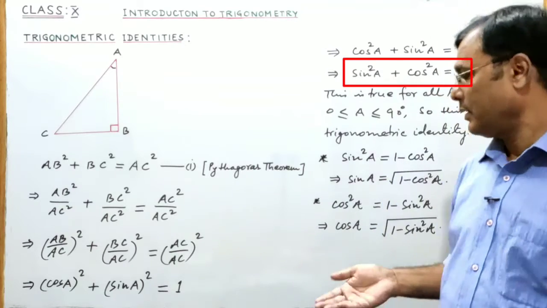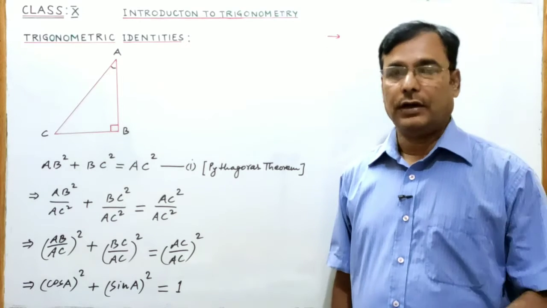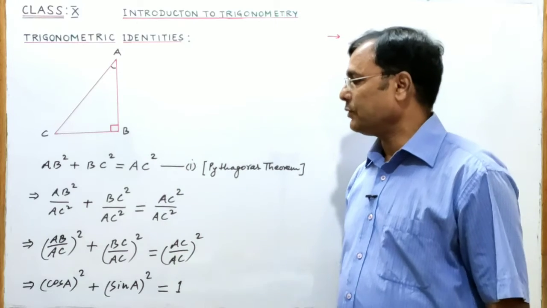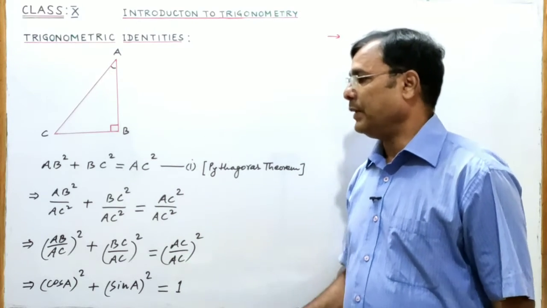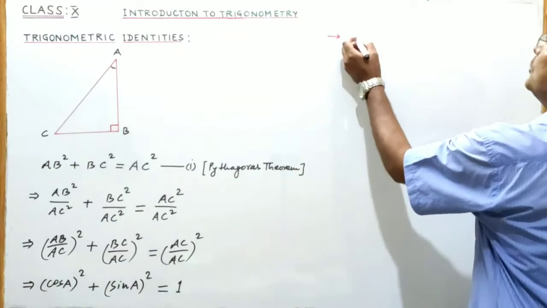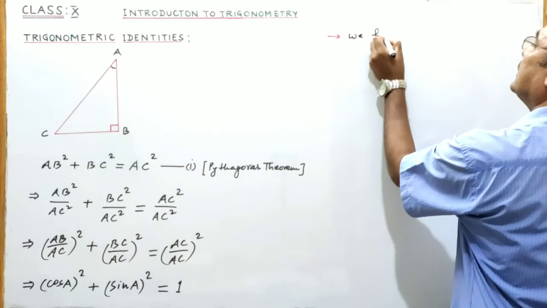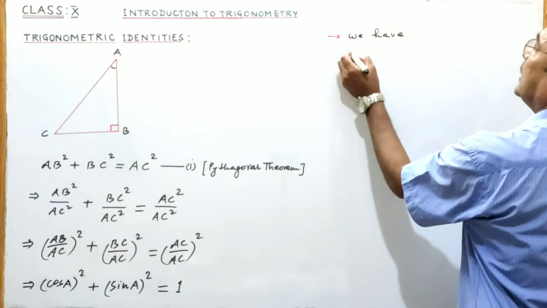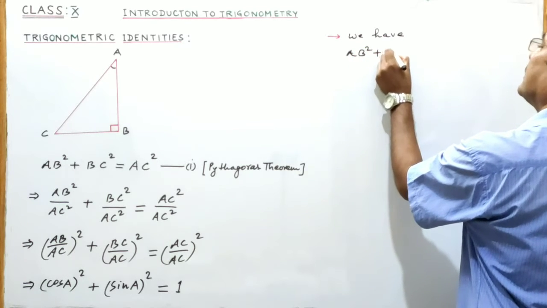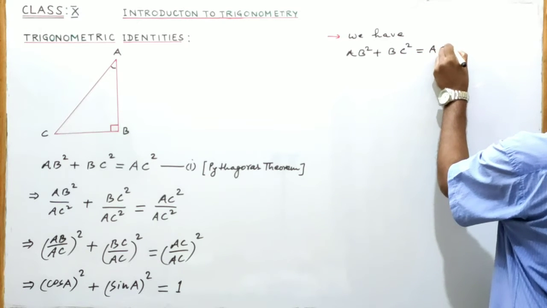Now let us divide equation number 1, AB square plus BC square equal to AC square, by AB square, and then let's see what happens. So we have AB square plus BC square equal to AC square.